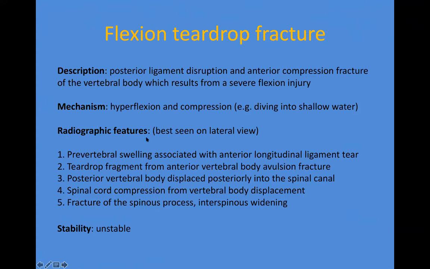So the radiographic features that you're expecting to see are prevertebral soft tissue swelling, the teardrop fracture that we saw, usually from the anterior and inferior vertebral body. The posterior vertebral body is often posteriorly displaced into the spinal canal and can compress the spinal cord due to displacement of that whole vertebral column. And then, as seen on our case, you may see a spinous process fracture and interspinous widening, and this is indicating to you that there's ligamentous injury.